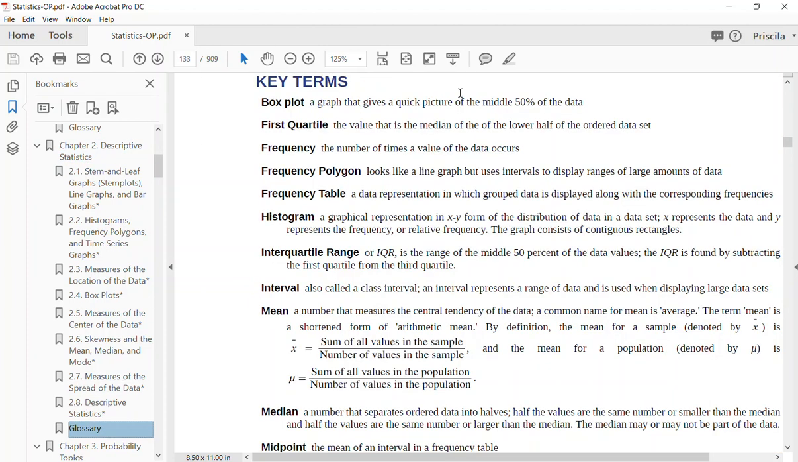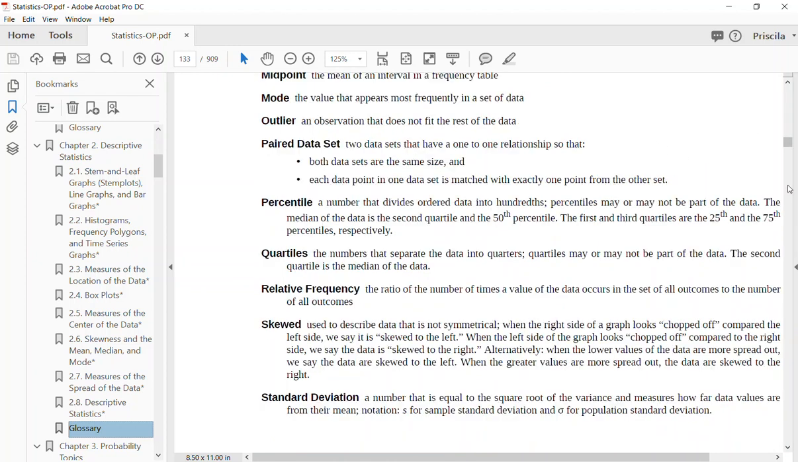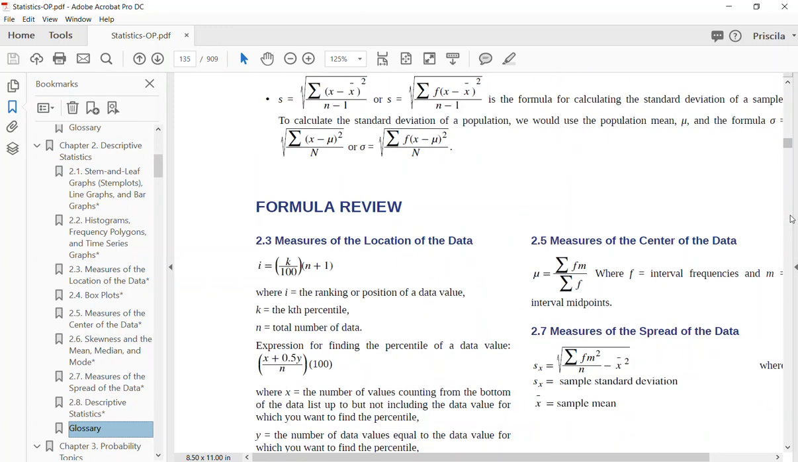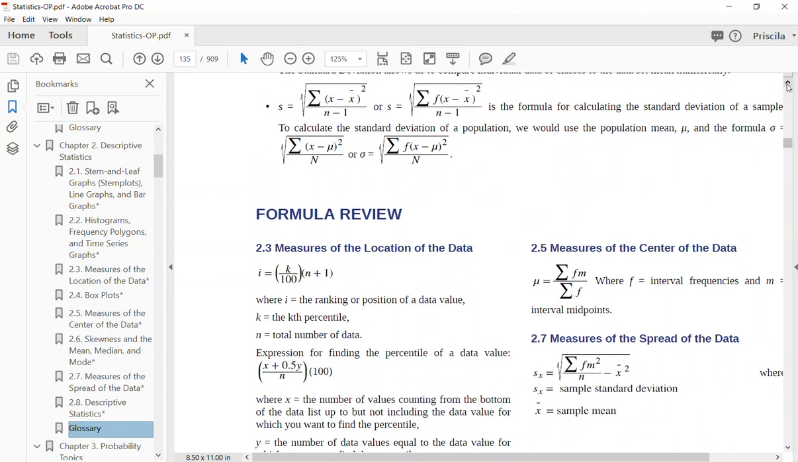Don't forget when you finish reading the chapter, always refer to the key terms. That's kind of a summary of what you read. It's always good to look at it. Okay, and then there's your chapter review, your formulas, which I'm gonna have to address very soon.